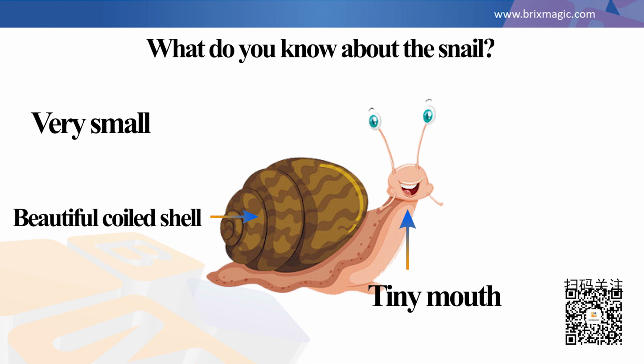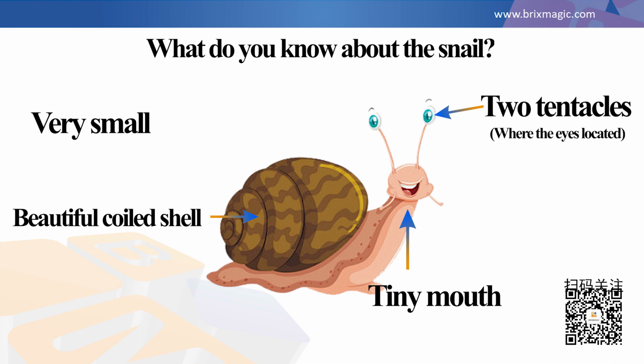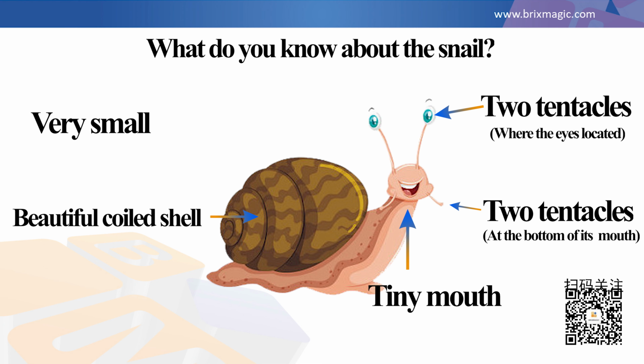And snails are known for having these beautiful coiled shells on their backs. They also have two sets of tentacles. At the top of its head is where its eyes are, so it helps them to see in the light and in the dark. And then the two tentacles at the bottom of its mouth is where it smells. So that helps them to sense the world around them. And then snails also produce a slime at the bottom of their tail, which helps them to get around.